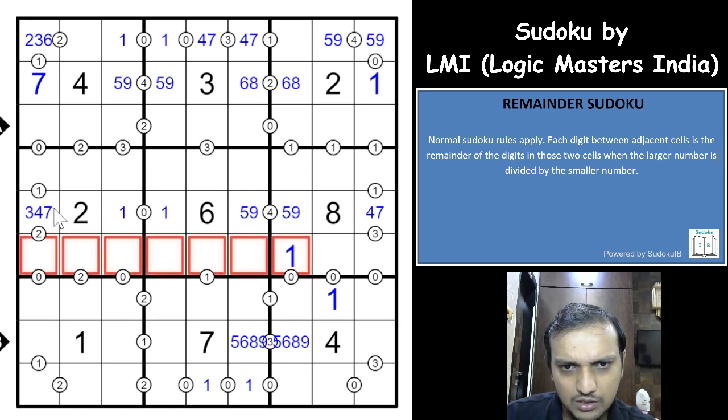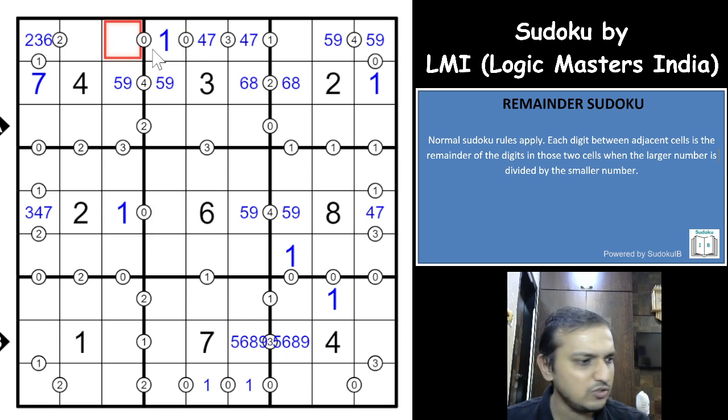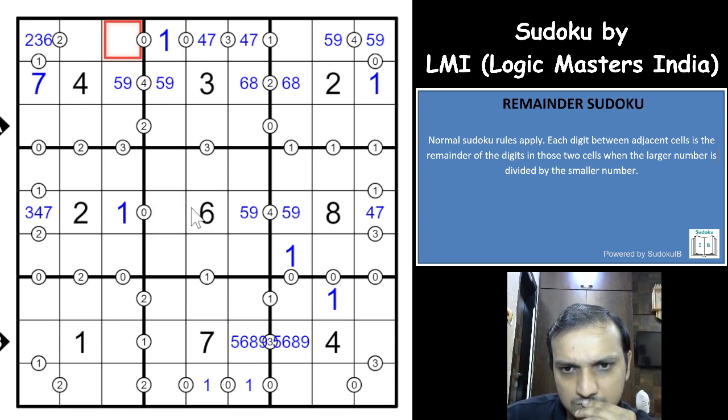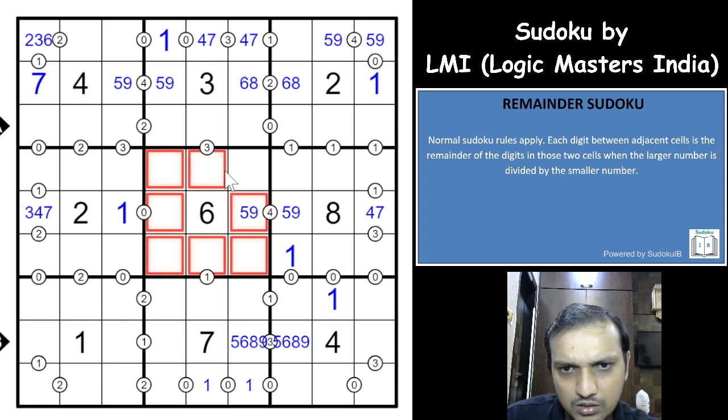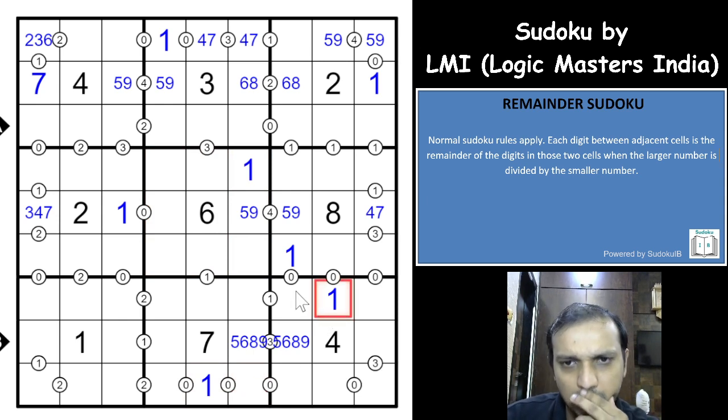1 cannot be here, cannot be here, cannot be here, so this cell would have to be a 1, that gives you a 1 here. I think we have got all the ones. So you have got all the ones now, because that was a very easy part, that 1 can never be on the clue cell except 0.